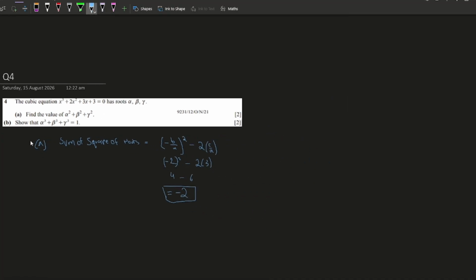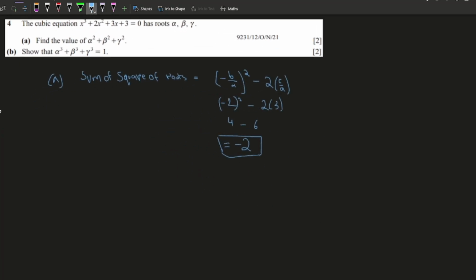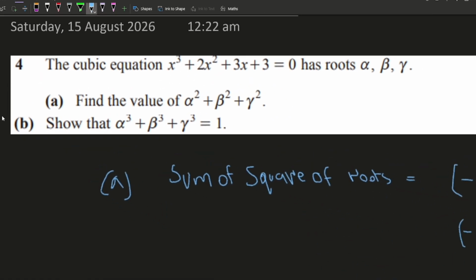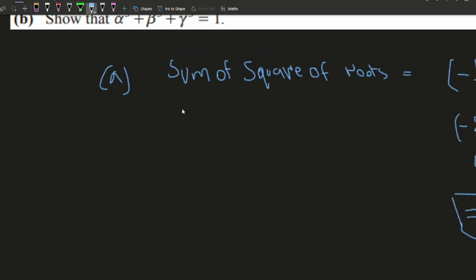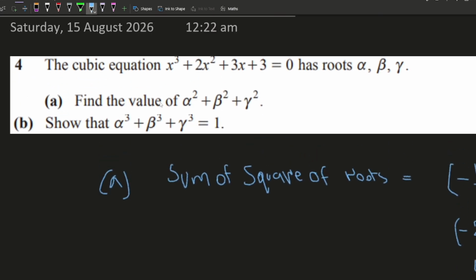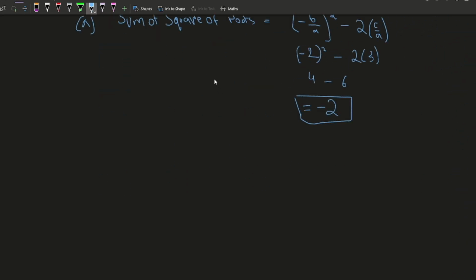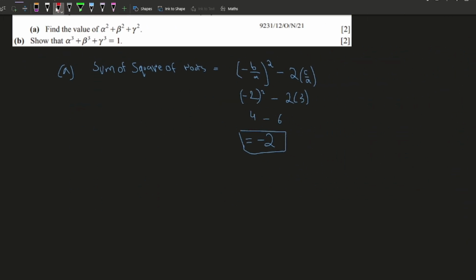Now let's solve part B for this question. Part B is asking us to prove that alpha cube plus beta cube plus gamma cube, which is the sum of cubes of roots, is equal to 1. So we can easily do that using the recurrence method.